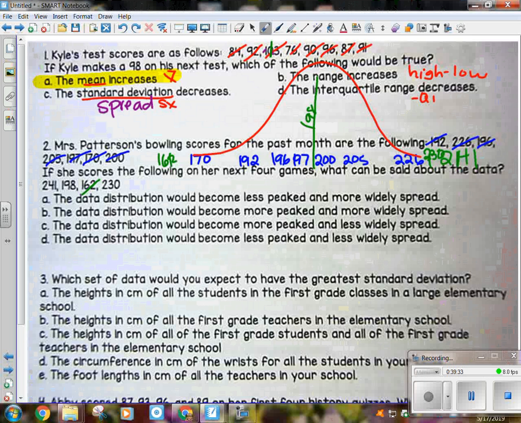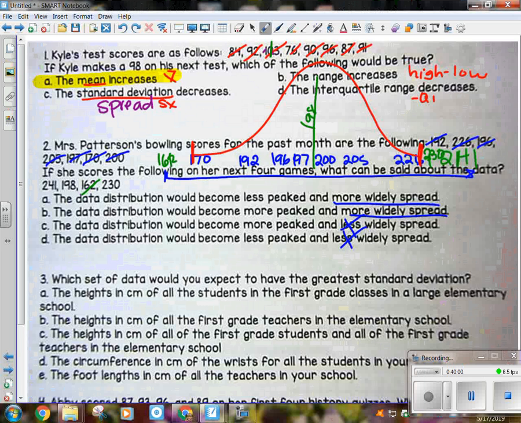The data would become less peaked and more widely spread. Let's talk about the widely spread first. Well, I was going from 170 to 226, but because of these new scores, we're now spreading it from 162 all the way over here to 241. So definitely more widely spread, not less widely spread.